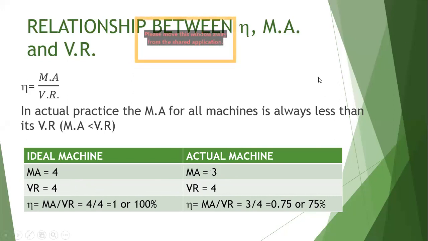Now let's start with the next topic. Since we are quite familiar with all the terms associated with machines, right from the beginning we have studied what is load, what is effort, then what is MA, what is VR, work input, work output, efficiency, and then the relation between MA, VR, and efficiency. So now our technical terms are clear.